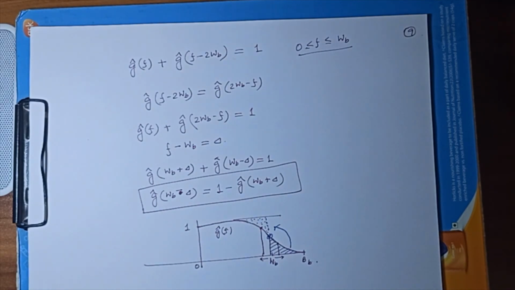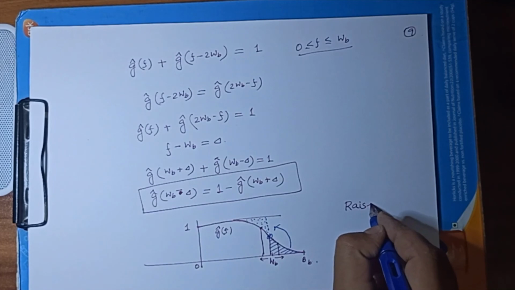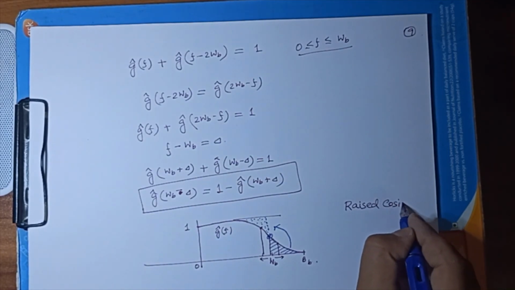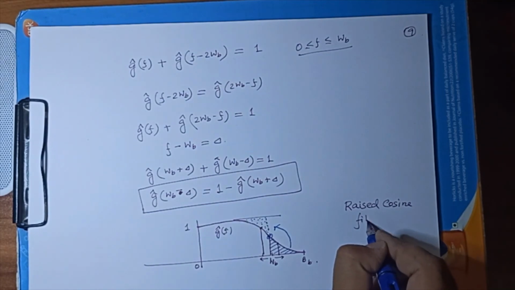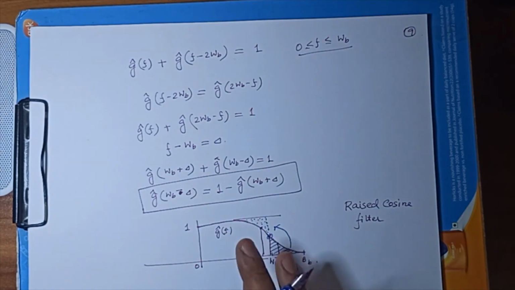I think I should stop today. One filter which has this band edge symmetry is called the raised cosine filter. You can search about it. It has a transfer function with a nice roll-off, and its corresponding time domain, the inverse Fourier transform, which is the impulse response basically, decays at around 1 by t cube, which is much faster compared to the 1 by t of sinc.